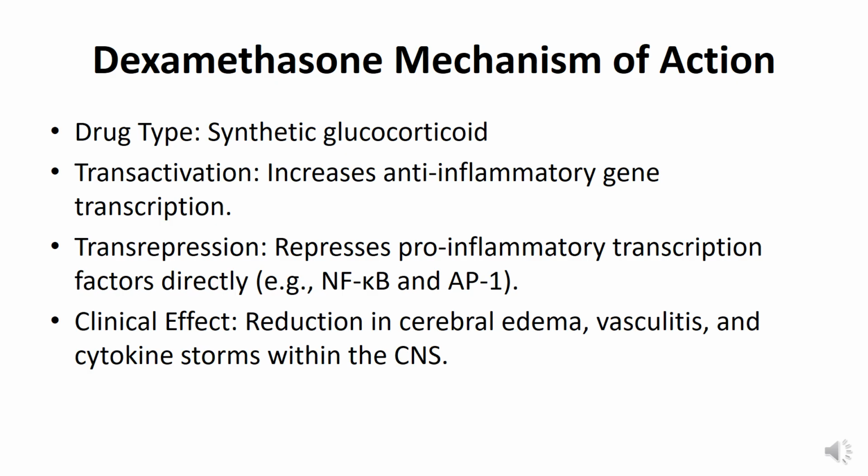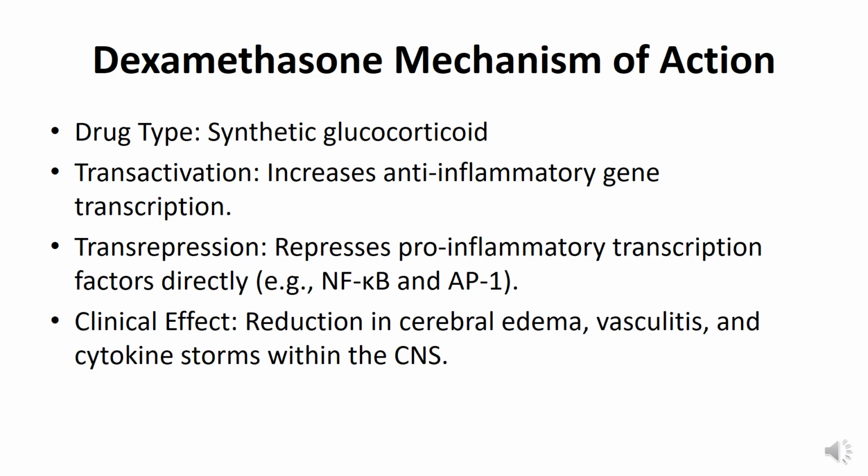This mechanism is particularly important in tuberculous meningitis. Remember, much of the neurological injury in CNS tuberculosis results from the host immune response rather than the bacteria alone. Excessive inflammation can damage blood vessels, obstruct cerebrospinal fluid pathways, and increase pressure within the skull. By suppressing these inflammatory processes, dexamethasone helps protect vulnerable brain tissue.